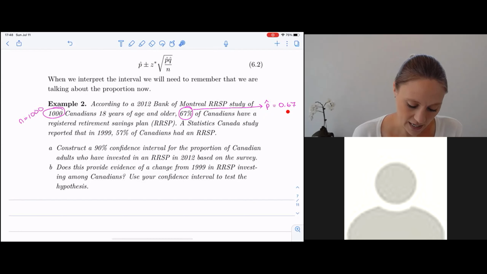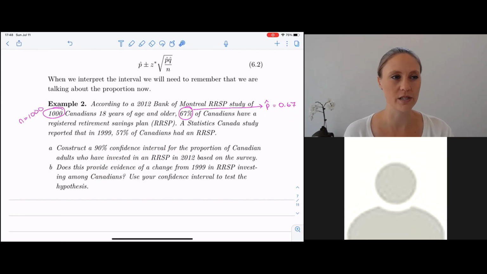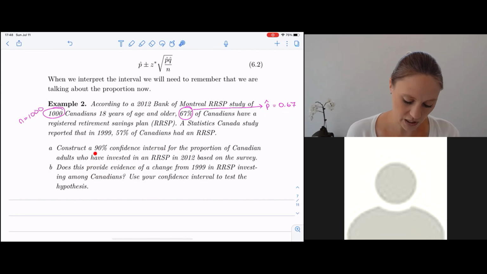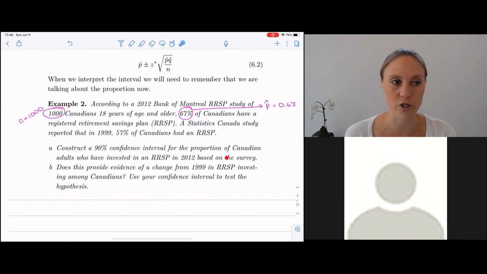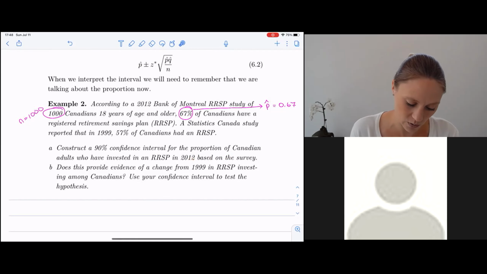Okay, so now let's read the questions together and see what we can do with the rest of these. Construct a 90% confidence interval for the proportion of Canadian adults who have invested in an RRSP in 2012 based on the survey. So we want to build a confidence interval for the population proportion in 2012. That requires sample data from 2012, so it's all pointing us towards, okay, this is the sample information. And so far we haven't touched on the last sentence, but we will.